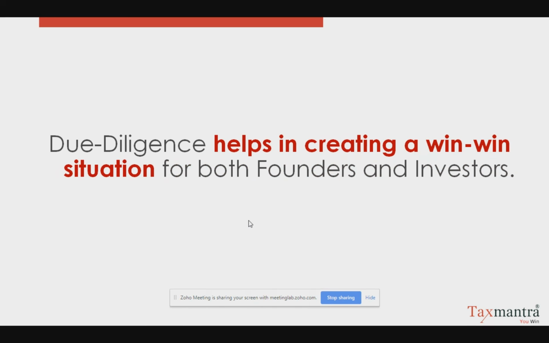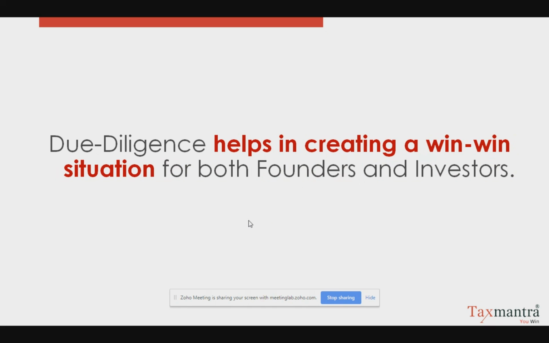So the other point is that due diligence helps in creating a win-win situation for both founders and investors. As I said, both of them have their own perspective. They can look from a different point of view. Founders can say that the company deserves this valuation because the company has done so well and the company's compliances are in place. And the investors can also see that yes, if they invest in a company that follows all the laws and is a growing company, their investment is going to fetch them a return.